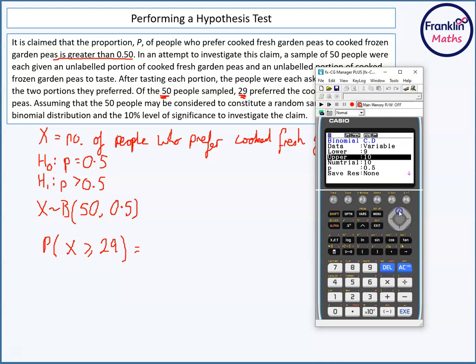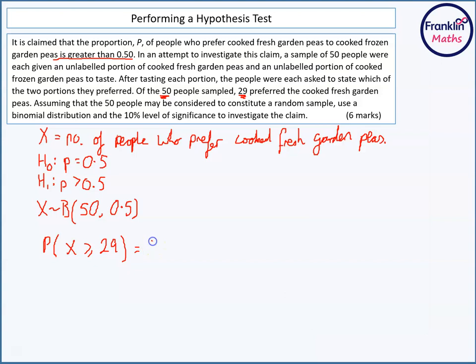So the lower value is 29, upper is 50, 50 trials, and 0.5. And that comes out as 16%. Now 16% is a fairly high percentage. It's obviously not massive, but when we talk about significance level, it is a lot more than that. So 16% is greater than 10%.